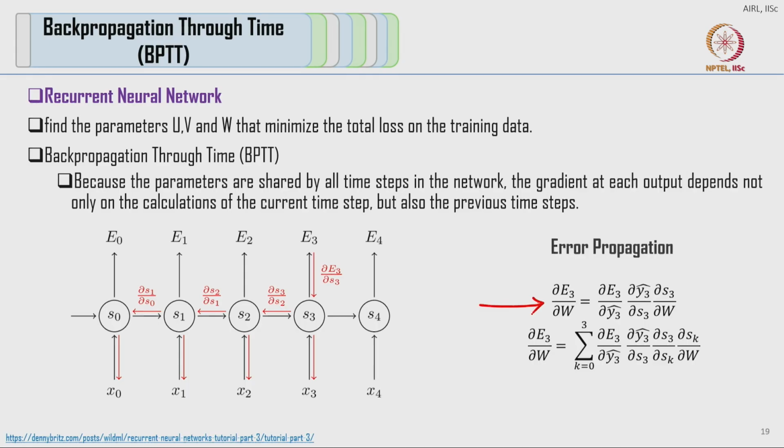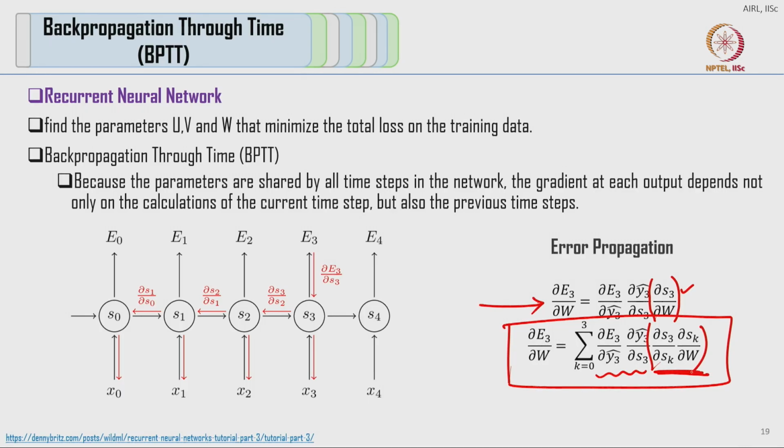So based on this, which is a recurrent relationship, we can modify this particular part. ∂E3/∂W can be written as ∂E3/∂Ŷ3, ∂Ŷ3/∂S3 and ∂S3/∂W. Now as we observe, this last term is a recurrent term because S3 depends on S2, which depends on S1, which depends on S0. So we can write ∂E3/∂W as a summation from k equals 0 to 3. The other terms remain the same. The last term is modified as ∂S3/∂Sk times ∂Sk/∂W.